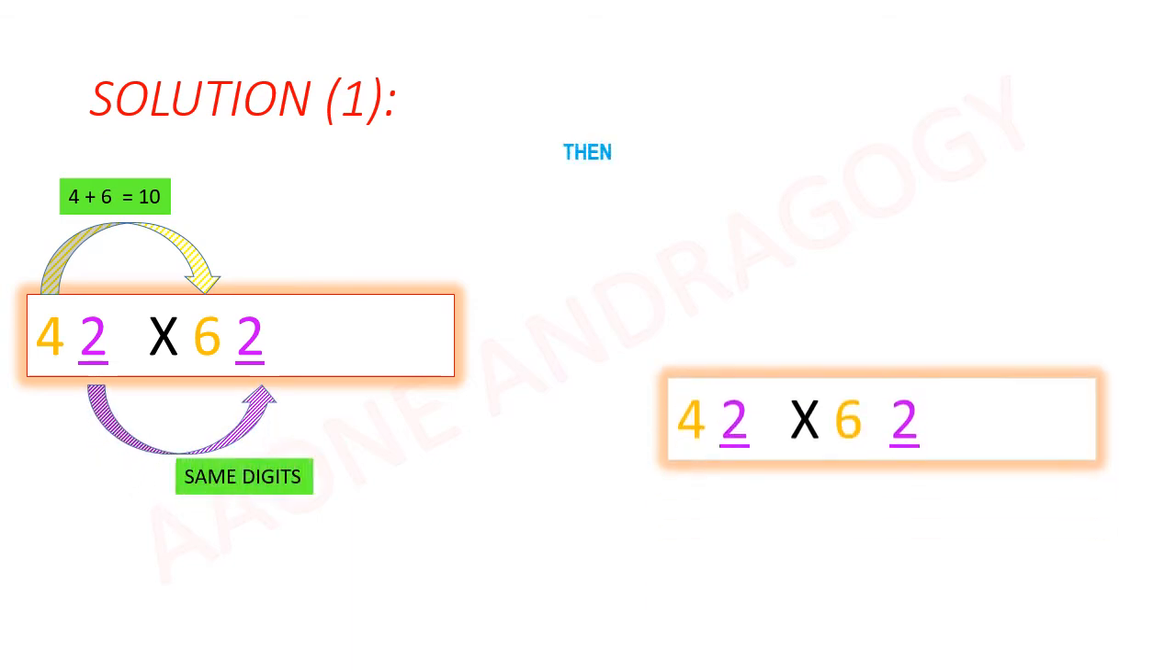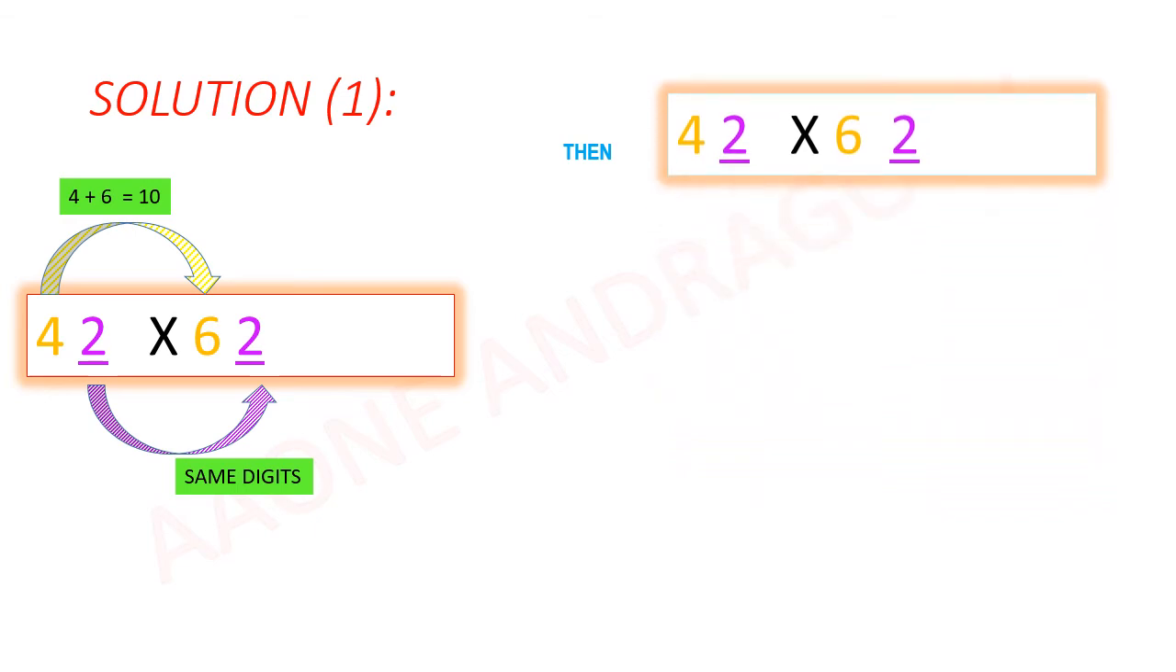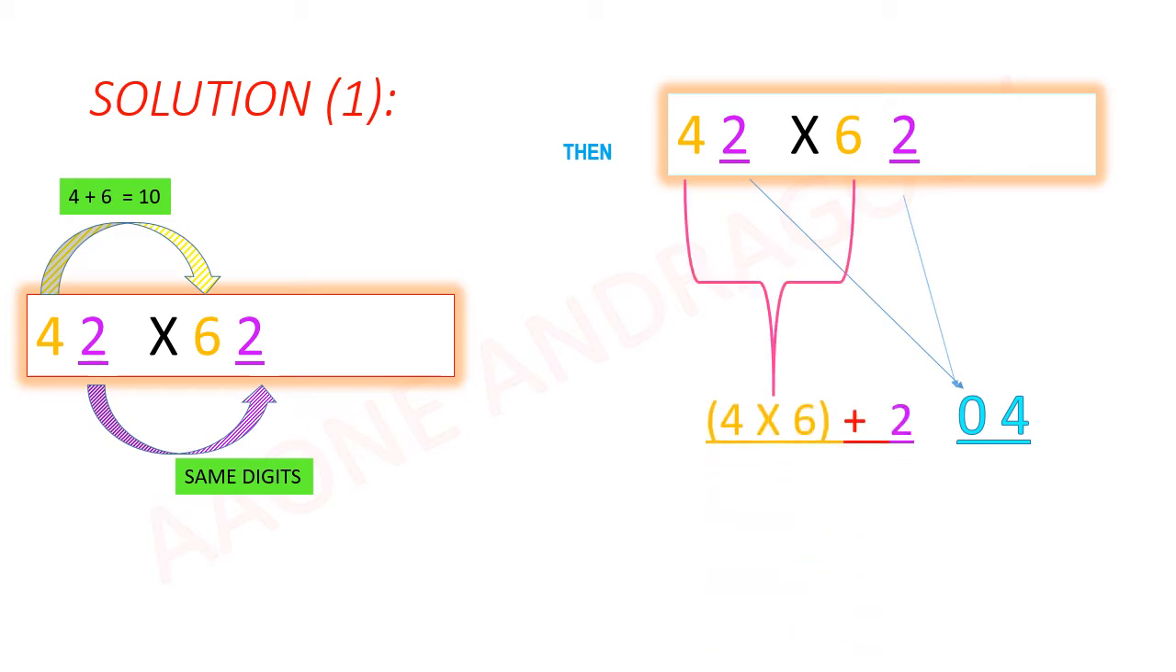The result will be 42 into 62. 2 square is 4, but taking 2 digits, so 04. What about the rest of the value? 4 into 6 plus 2, 2 is the unit digit always. Finally, my result is 4 into 6, 24 plus 2, 26. Merging with 04, finally 2604.